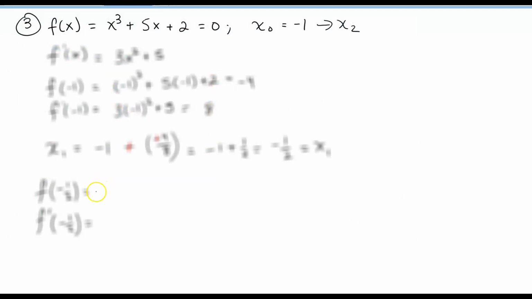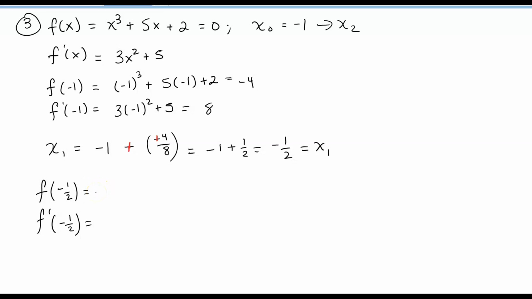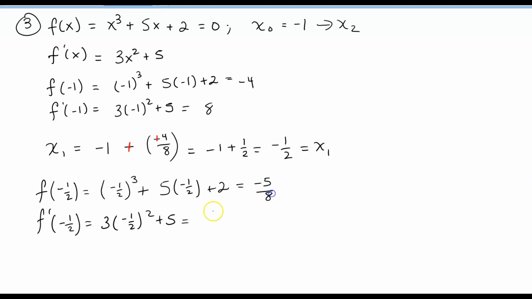Okay, so let's close that up. All right, here it is. Let's see what it is. Okay, I'm drawing a blank here because I've got so many things going on in my head. We're going to plug this in here like that. And then we have 3 times -1/2 squared plus 5. And what do we get? Okay, we evaluate those. In the first one we get -5 over 8. And in the second one, we get something like 23 out of 4.